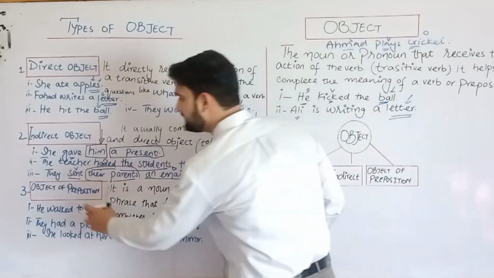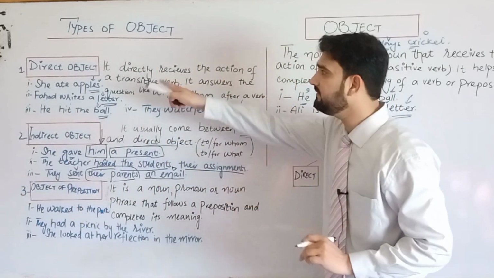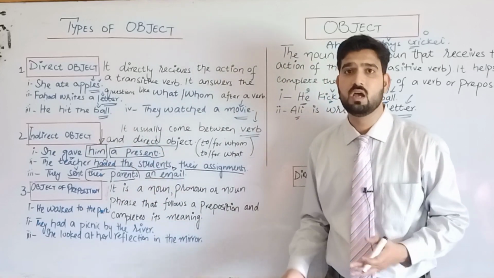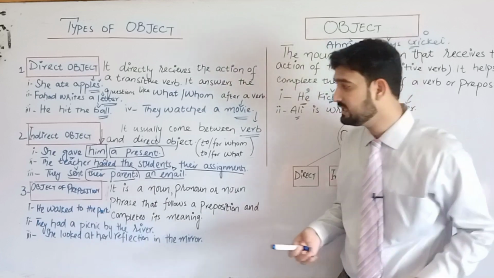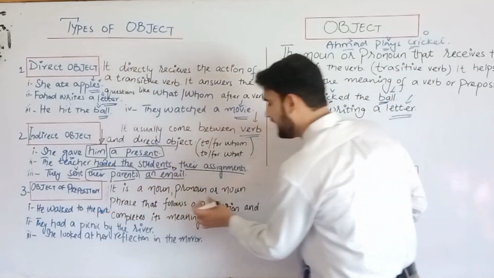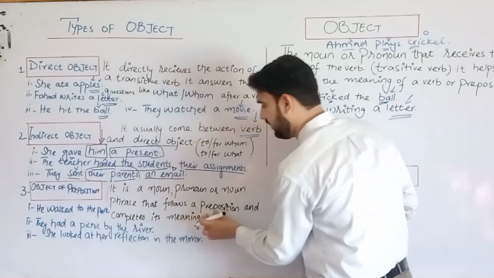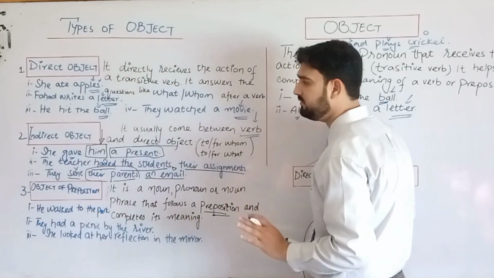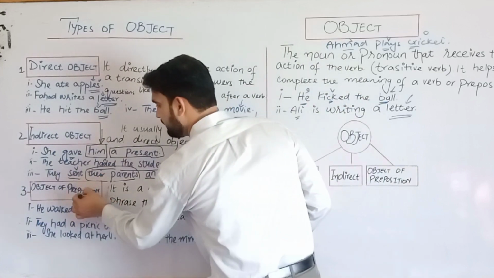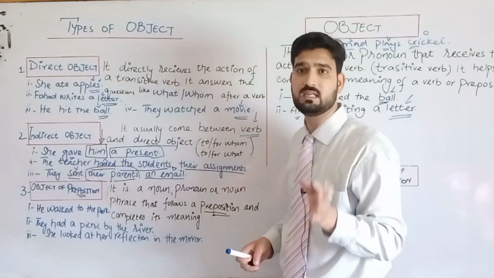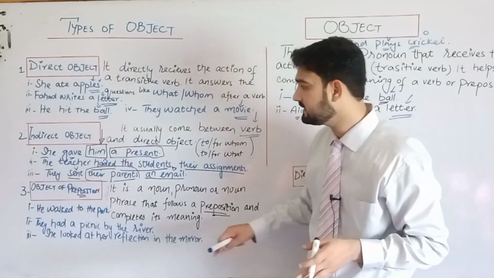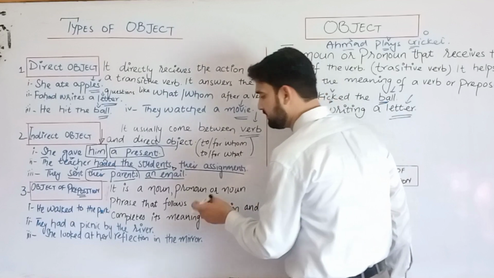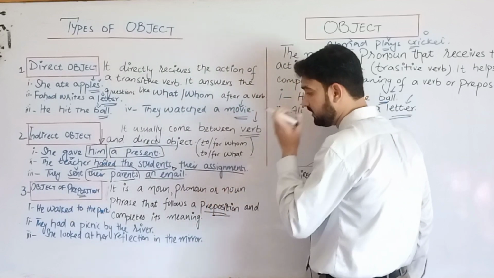So what is an object of preposition then? We have the direct object and the indirect object. What is the object of preposition? We know about prepositional phrases. It is the same. It is a noun, pronoun, or noun phrase that follows a preposition and completes its meaning. You know what a preposition is: in, on, at, around, under, above. These are prepositions, and the object follows a preposition.